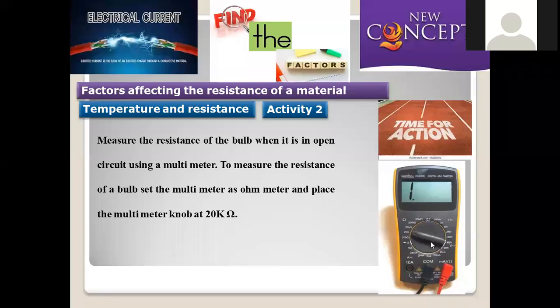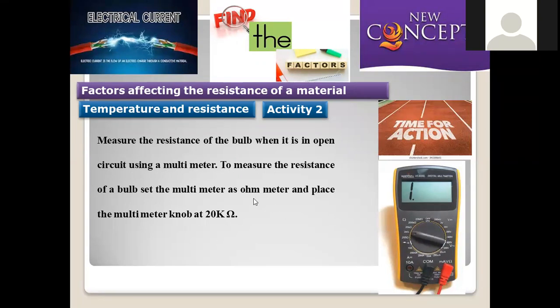A multimeter is the device used for multiple applications like resistance measurement, conductance measurement, and voltage difference measurement. All these are conveniently calculated using this simple device. To measure the resistance of the bulb when it is in the open circuit, we are utilizing this multimeter as a device. To measure the resistance of the bulb, the multimeter is used as an ohm meter, because resistance is always expressed in ohms.